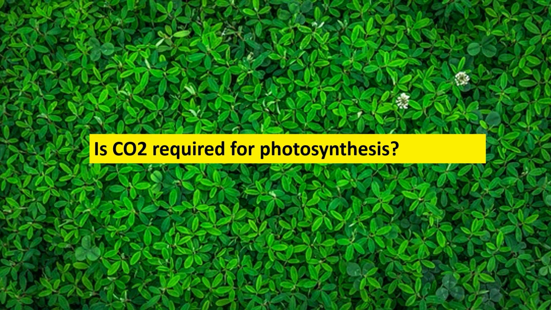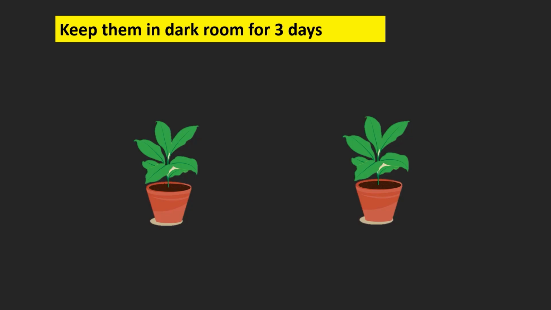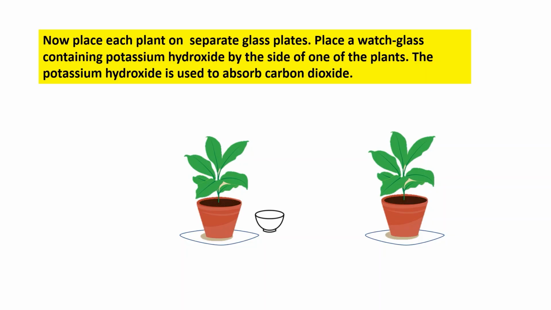Is carbon dioxide required for photosynthesis? Let's see. Take two healthy potted plants which are nearly the same size. Keep them in a dark room for 3 days. Now place each plant on a separate glass plate. Place a watch glass containing potassium hydroxide by the side of one of the plants. The potassium hydroxide is used to absorb carbon dioxide.